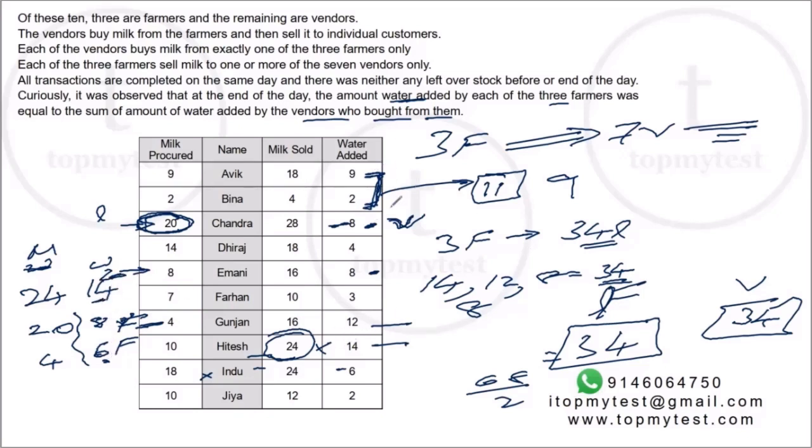Right. So based on the initial discussion, we also know that Chandra cannot buy from Hitesh or Indu. There is no supplier among these 10 who can sell to Chandra. The only way Chandra can get this milk is from a cow. So Chandra also becomes a farmer. So we have identified the 3 farmers, Hitesh, Gunjan and Chandra.